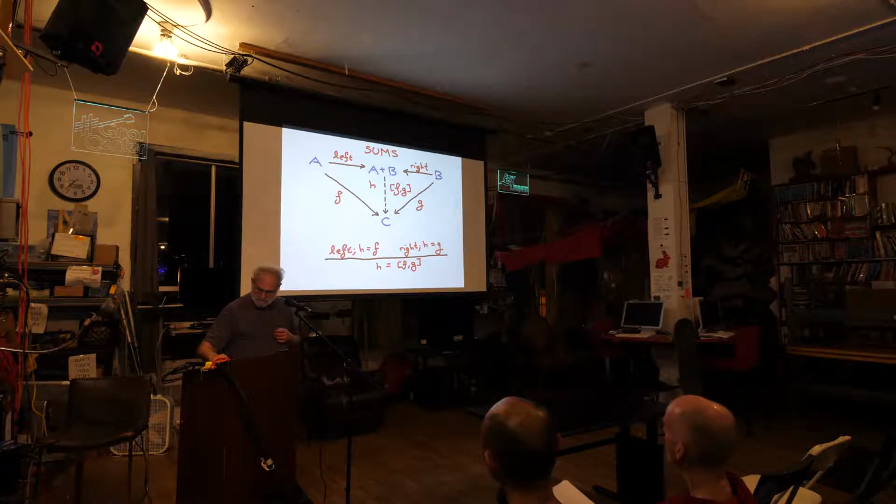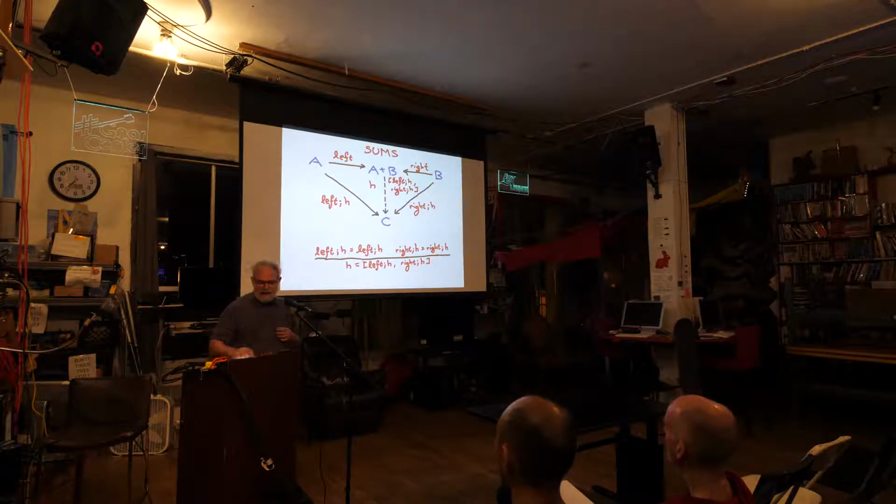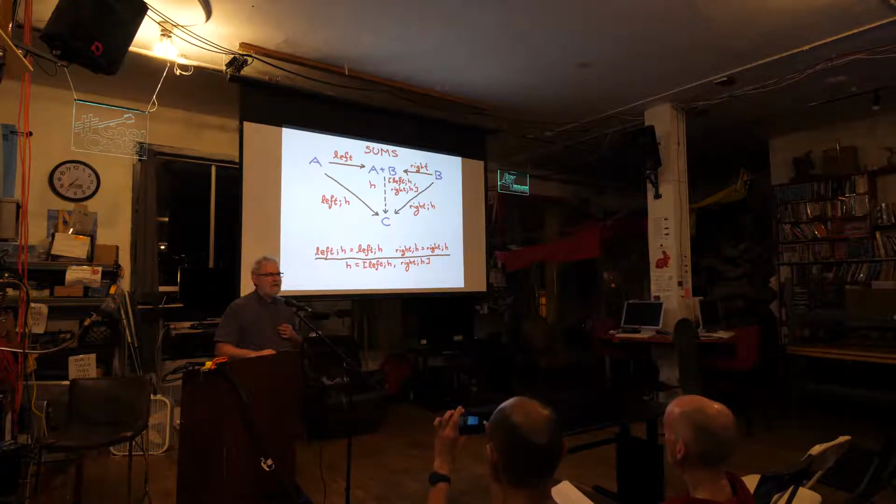And again, by picking F and G to be trivial to make that true, we can show that any H is equal to left H bracketed with right H. So again, any arrow from A plus B to C is of the form square brackets of two things.